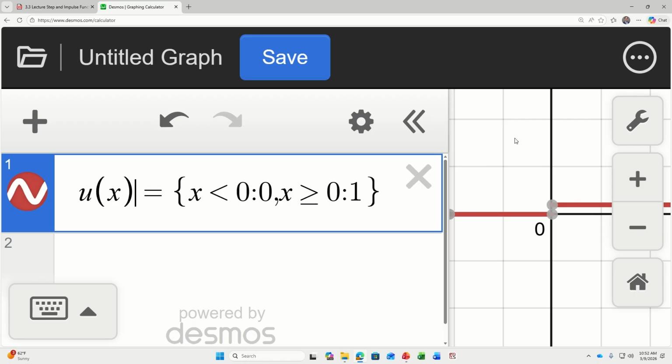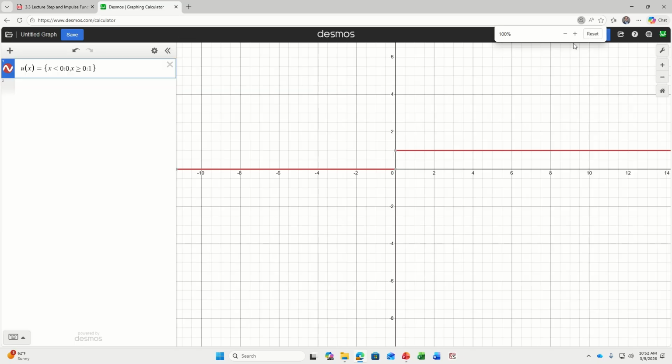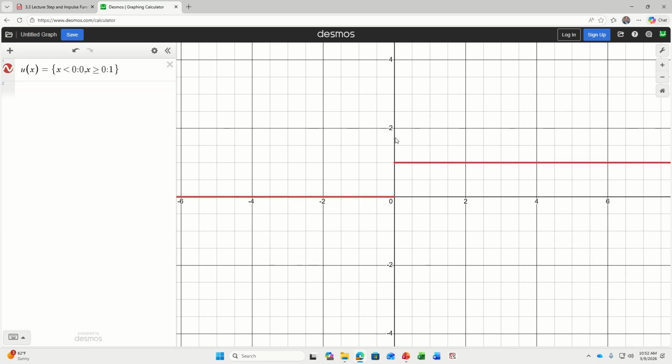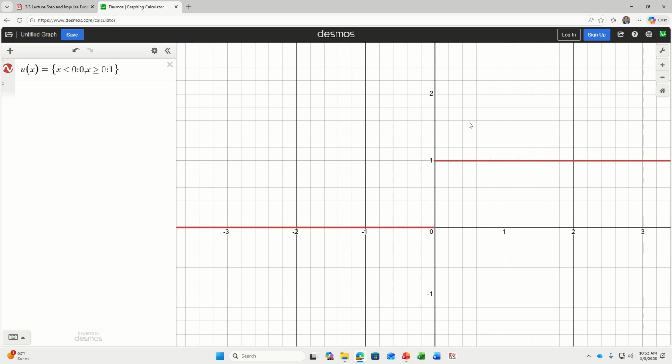And then reset the view here. This is what it does. All right, everybody's on board.